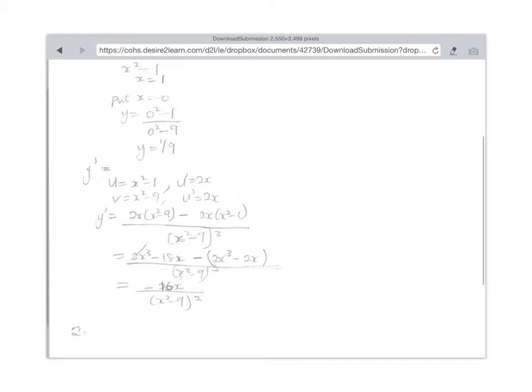You need to set your first derivative equal to 0 and solve for x. Determine whether that's a max or a min. You need to find the second derivative. You need to set that equal to 0 and see if there's any POIs. So we're looking for a max or a min point. We're looking for POIs, point of inflection.